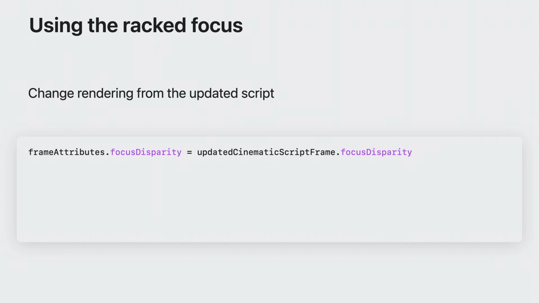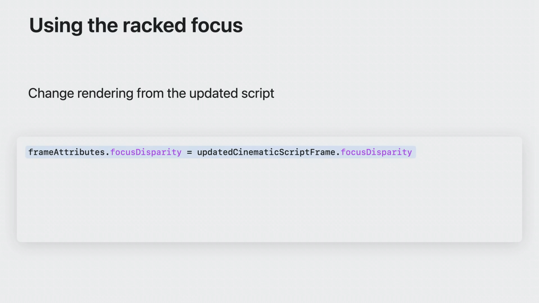The rack focus disparity can be accessed directly from a frame in the updated cinematic script. I have already shown how to extract a script frame, and changing the frame attributes for focus is similar to changing the aperture. Once I have the script frame from the updated script, I can update the frame attributes for focus disparity directly. This will pass focus with smooth transitions according to the updated script to the renderer.